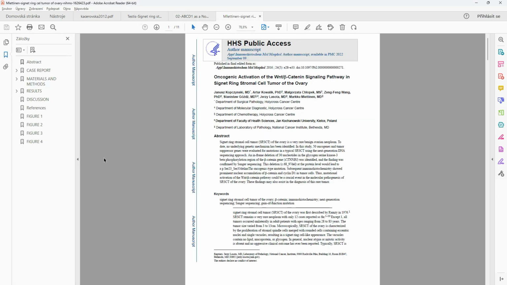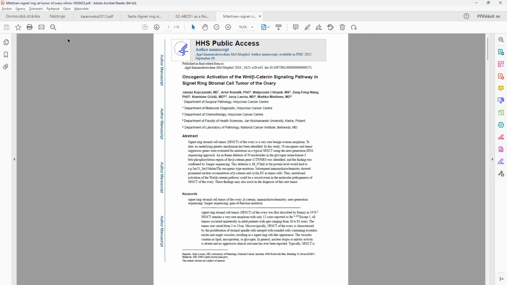And now I will show you a case that was published by Markku Miettinen and Jerzy Lasota. And they published one case of signet cell stromal tumor of ovary, very similar to the one my colleague Květa showed here.